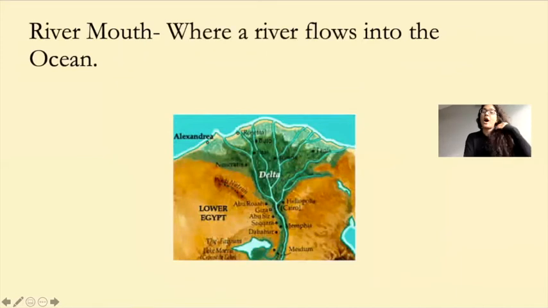You've got a river mouth, and that is where a river flows into the ocean. So the river mouth, we have 1, 2, 3, 4, 5, 6, 7, 8, around 8 different river mouths. And that is basically where a river then goes into the ocean. So it connects itself to the ocean. You call that a river mouth.